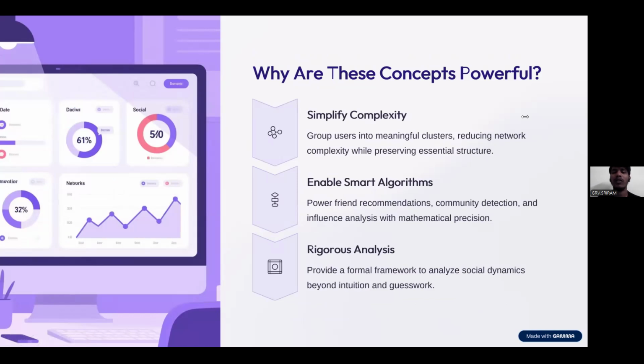Why are these concepts powerful? Simplify complexity: group users into meaningful clusters, reducing network complexity while preserving essential structure. Enable smart algorithms for recommendations, community detection, and influence analysis with mathematical precision. Rigorous analysis: provide a formal framework to analyze social dynamics beyond intuition and guesswork.